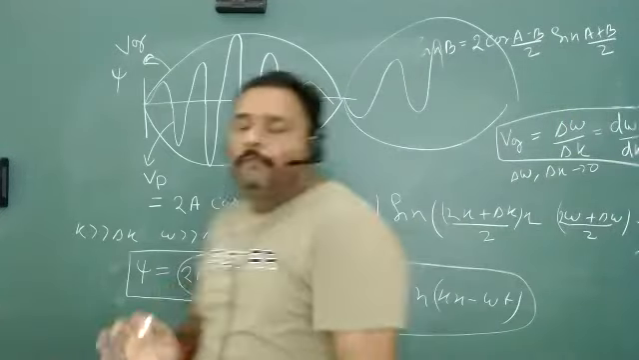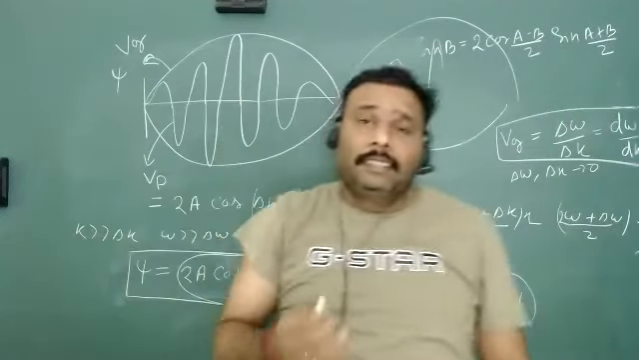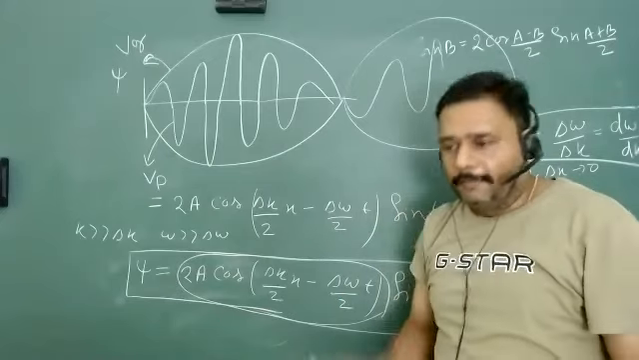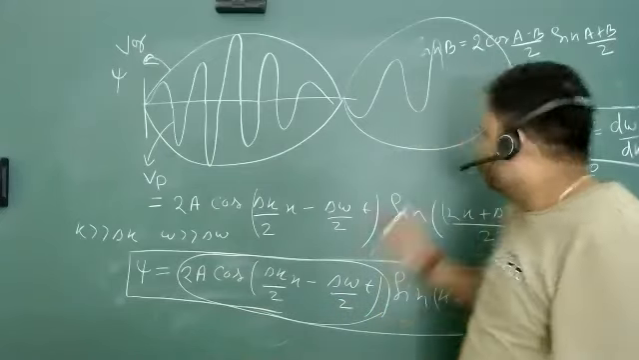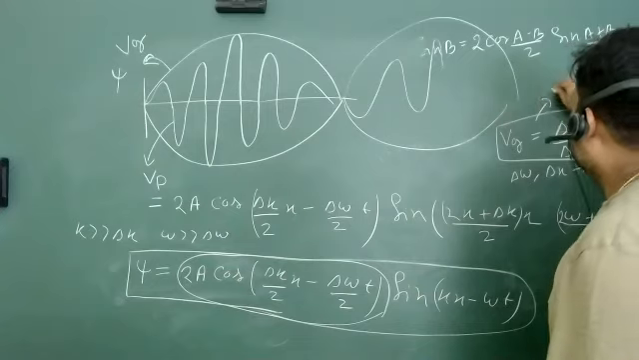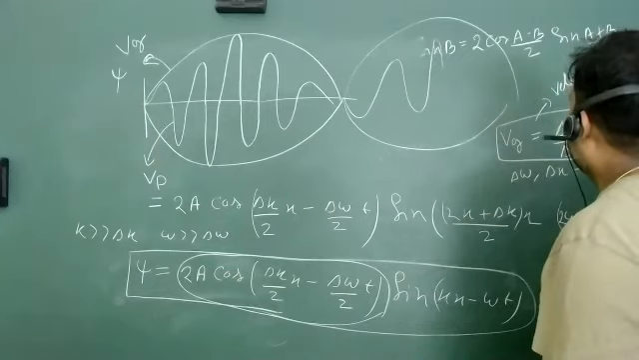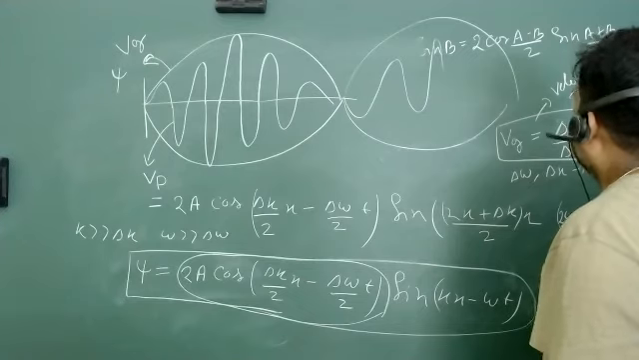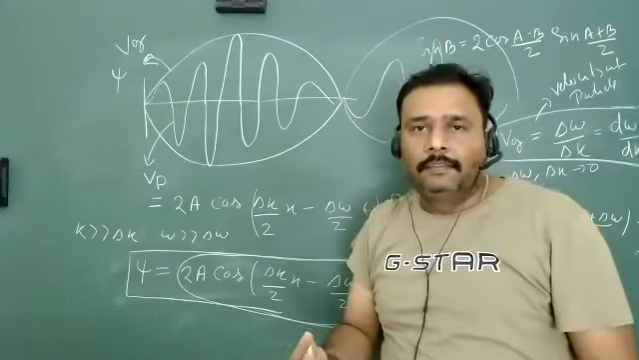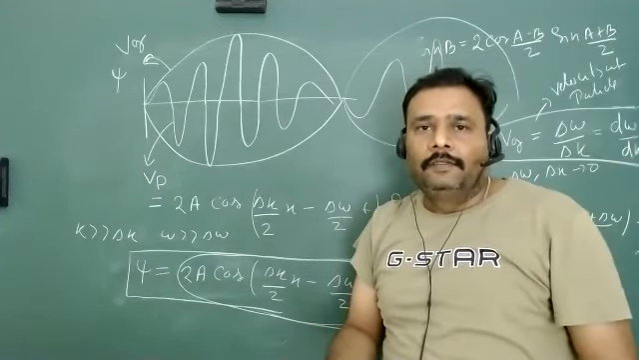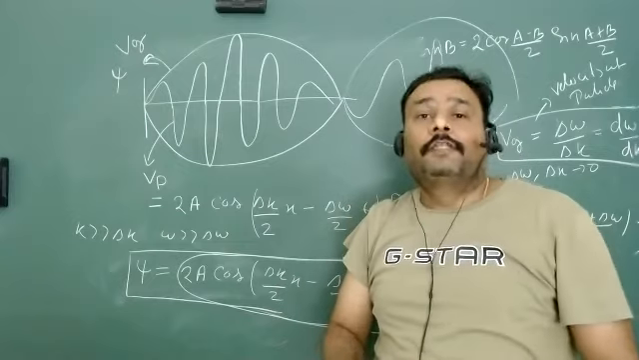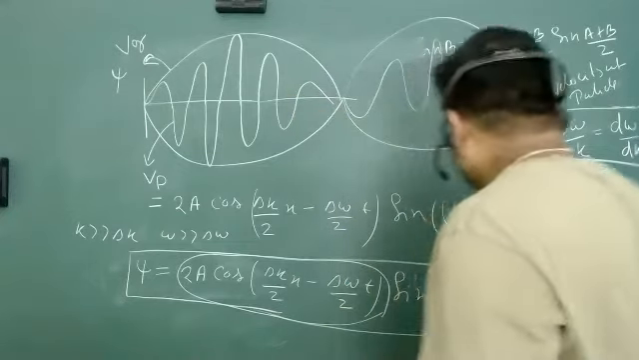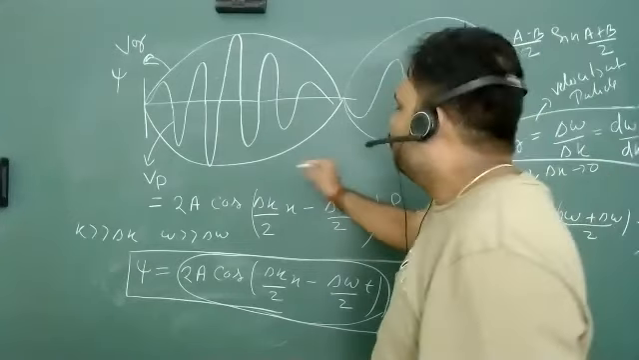And what is this group velocity? You will be surprised that this group velocity is actually the velocity of a particle. I will show you in tomorrow's class that group velocity is nothing but the velocity of the particle. This is the actual velocity which is responsible for the de Broglie wavelength. And for the wave inside, this is known as the phase velocity.